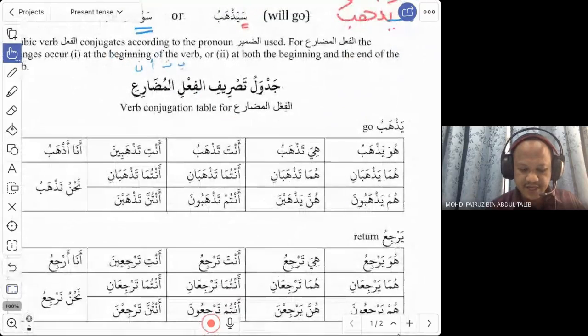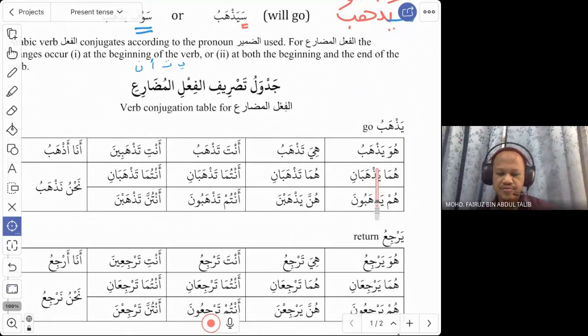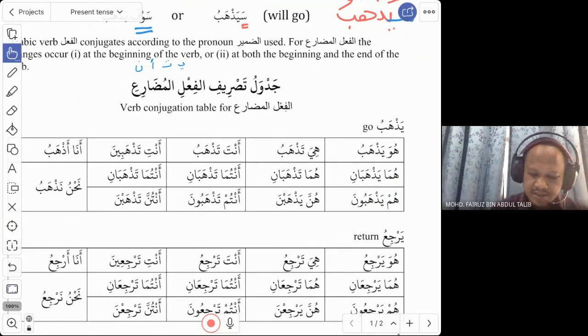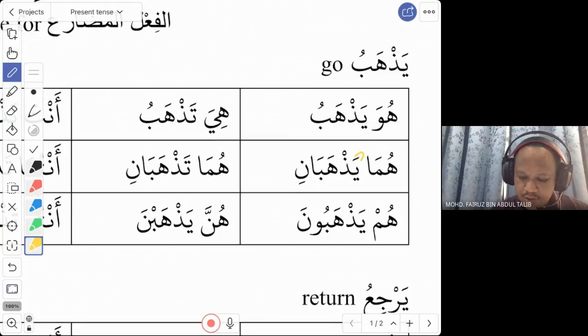So, for example, the fi'il yazhabu, when it is for huwa, we say yazhabu, okay? But when it is for huma, two males, we use the same letter, ya, yazhabu, but in the end, you add alif and nun. So it becomes yazhabani. The changes here: you use ya, and you add alif and nun. For huwa, it is only ya.